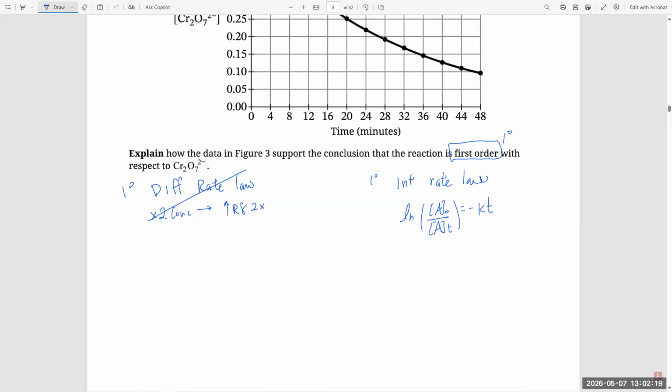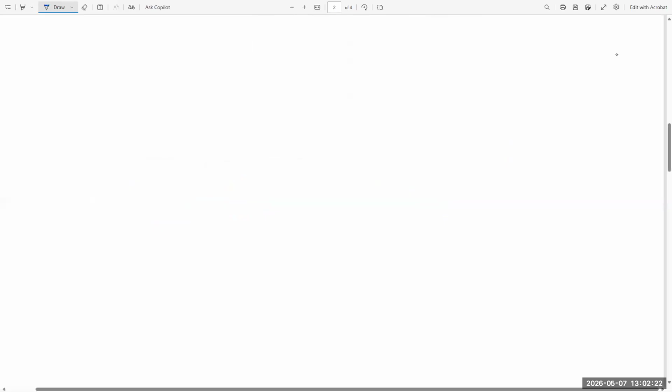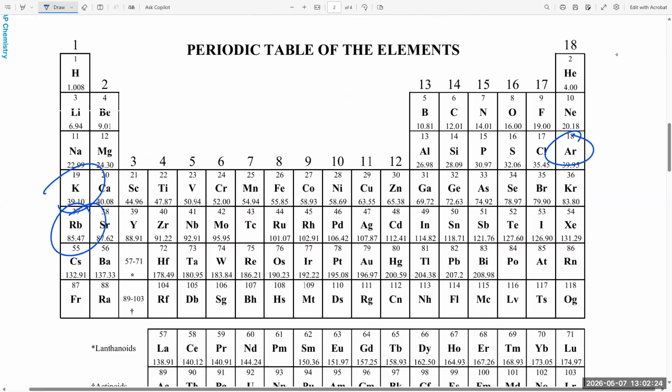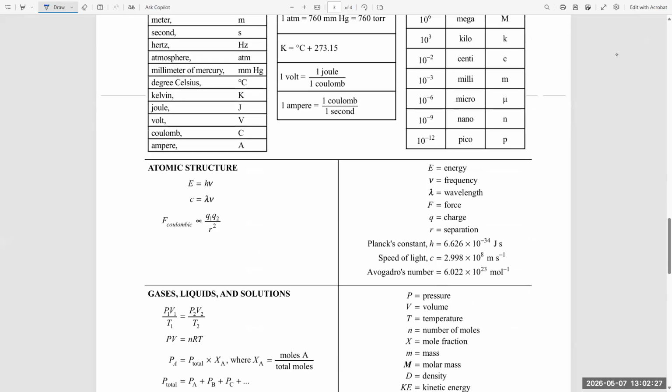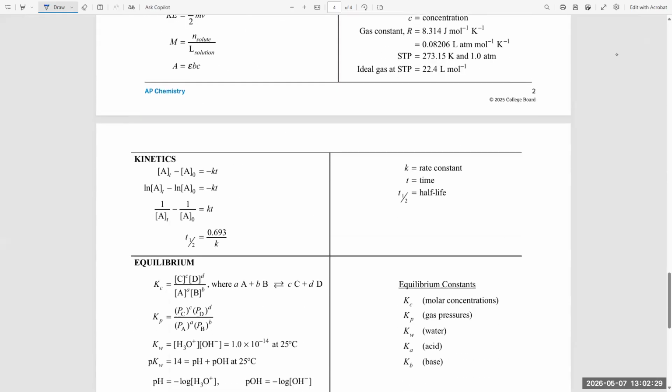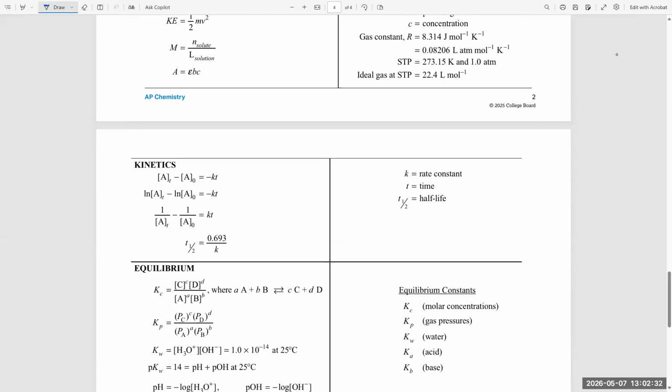But if you didn't memorize it, and you're regretting life decisions, that's okay because you can have it here. I hate switching over because my computer's freaking out, but the rate laws are here. Here we go, right? And what do we got? That's your first order. And this is your second order. And this is your half-life for first order, right?